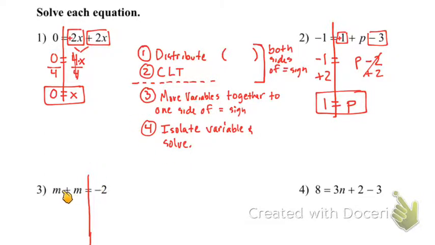Left side, start the left side. Do I have distributive property? No parentheses. We're good with that. Do I have CLT on the left side? And the answer is yes. I got 2 M's. So this is really positive 1M and positive 1M.